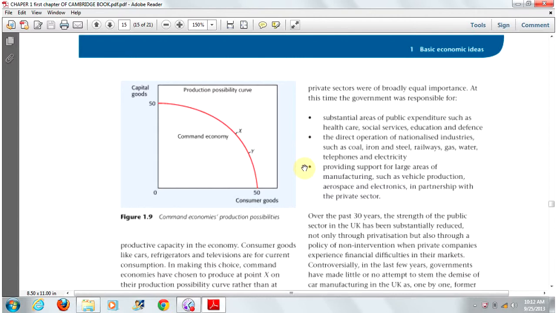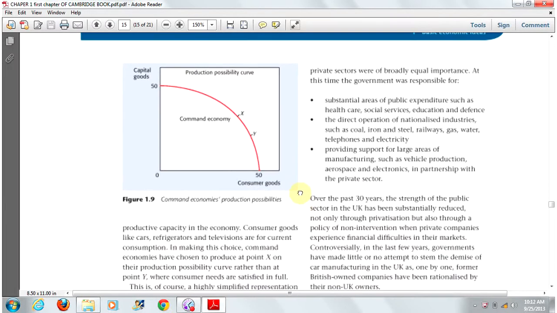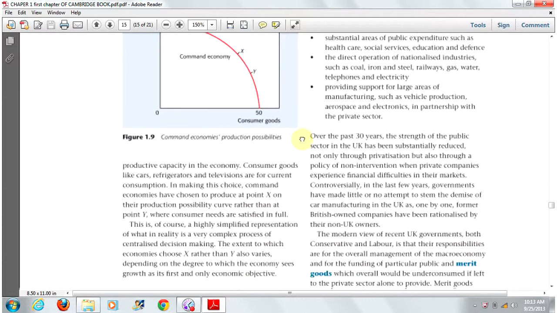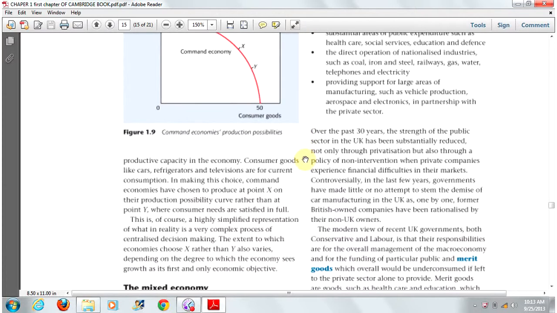Over the past 30 years, the strength of the public sector in the UK has substantially reduced, not only through privatization, but also through a policy of non-intervention when private companies experience financial difficulties in their markets. Controversially, in the last few years, governments have made little or no attempt to stem the demise of car manufacturers in the UK, as one by one former British-owned companies have been rationalized by their non-UK owners.